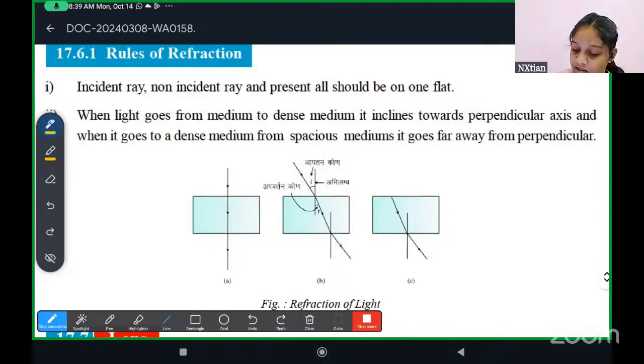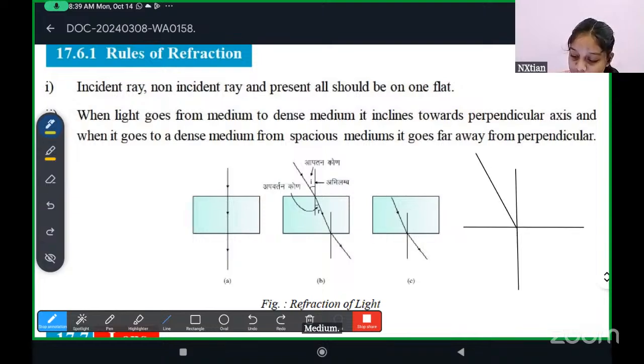Suppose this is my perpendicular axis, and this is my medium. When my ray is coming, it will be more inclined towards the perpendicular when it's coming from a normal medium to a dense medium.